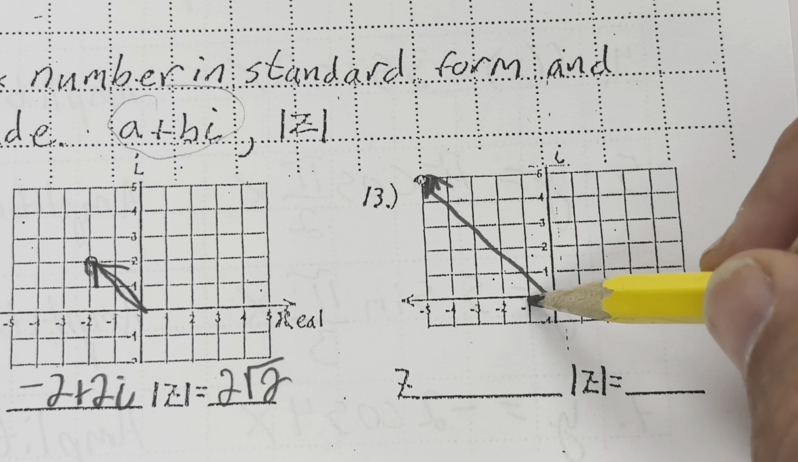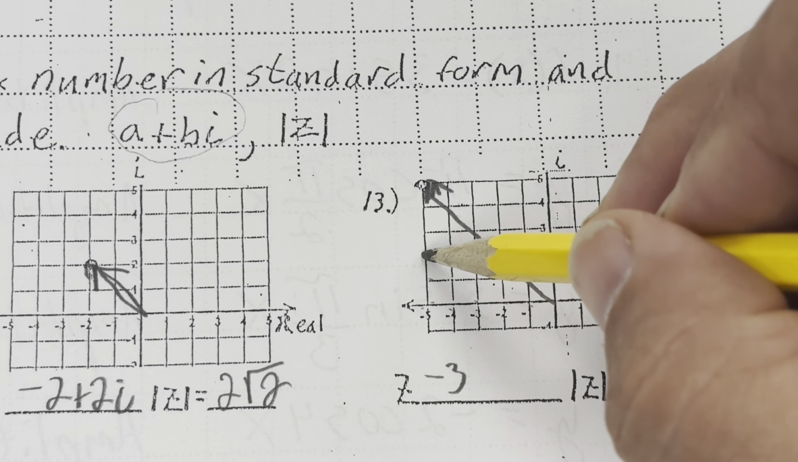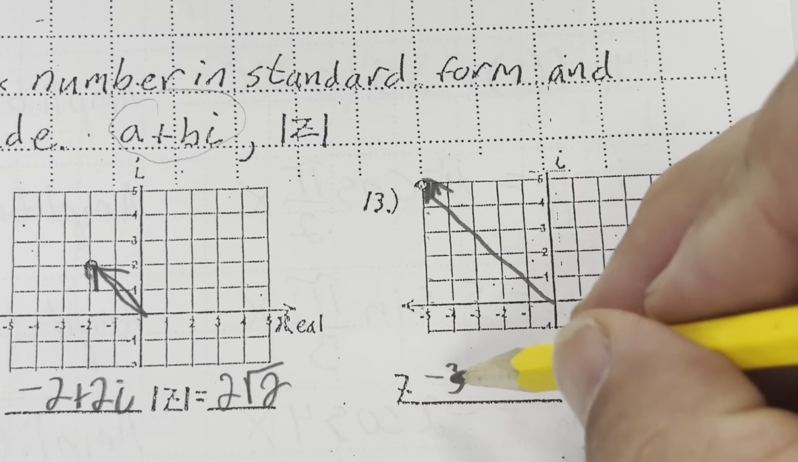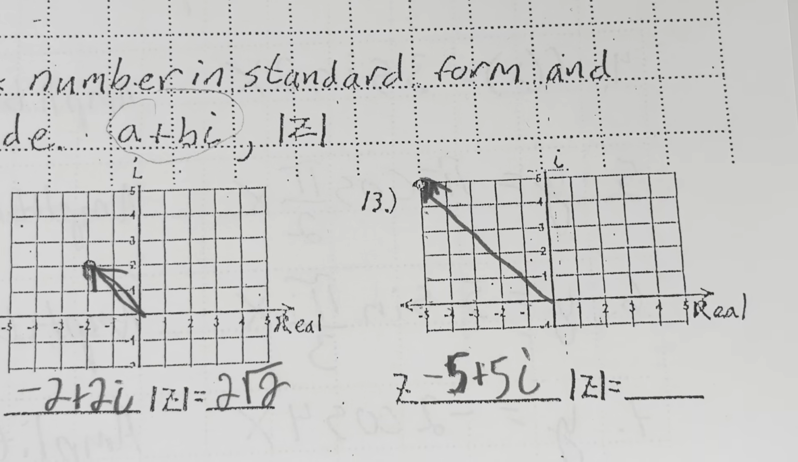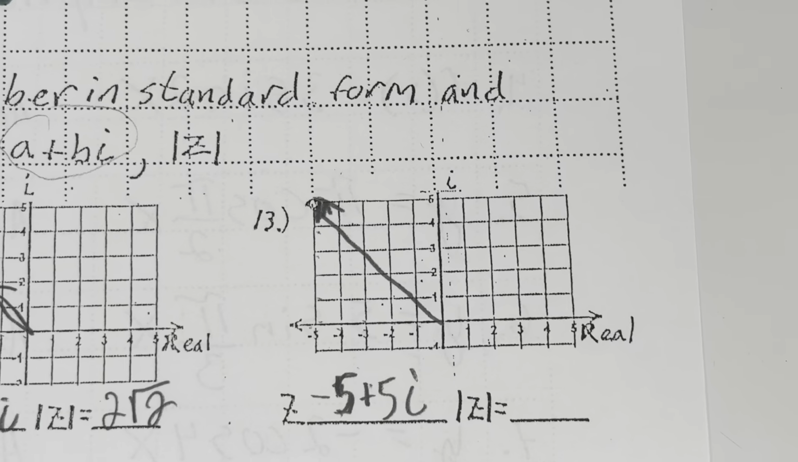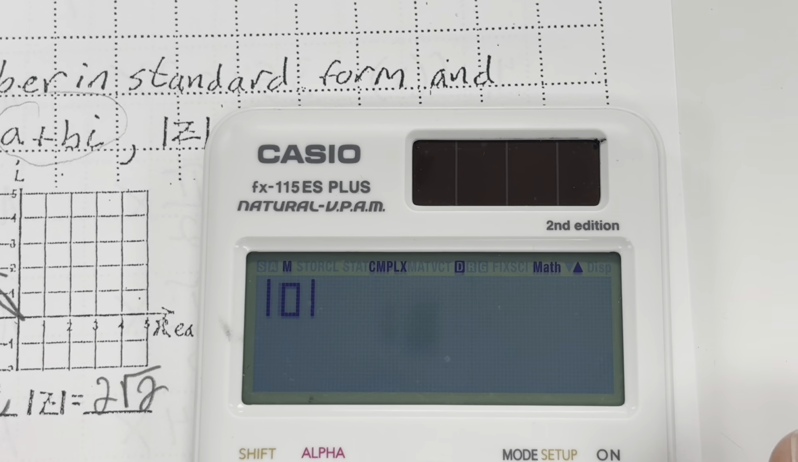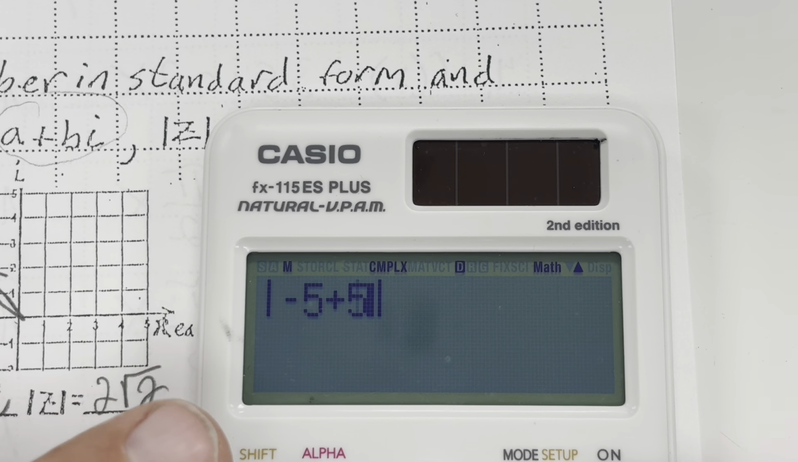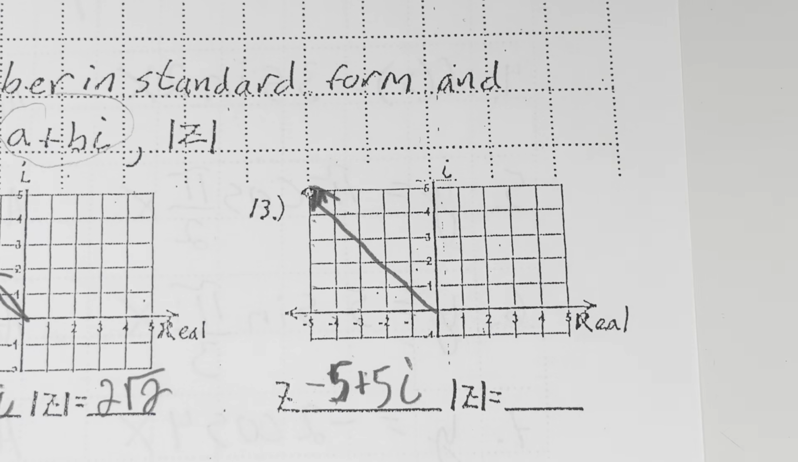This vector is left, 1, 2, 3, 4, 5. Up, 1, 2, 3, 4, 5. So -5 plus 5i. Shift hyp, -5 plus 5i. 5√2 is our magnitude.